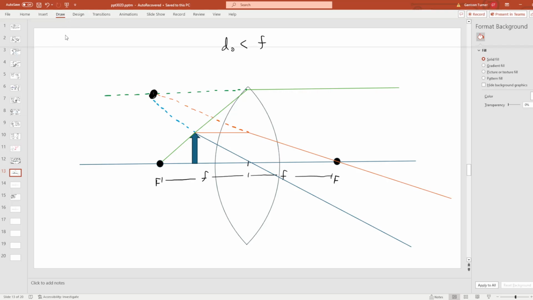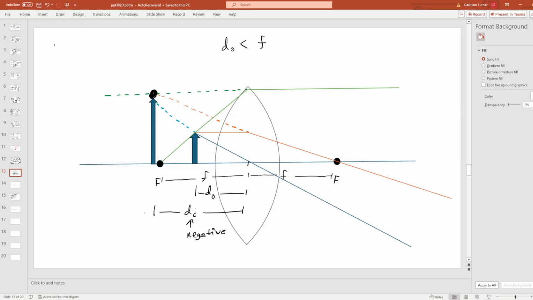And this is where our image now is. Okay. So this is now d0. This is now di. But because di is on the same side of the lens as d0, this is now negative. Okay? This is now negative.